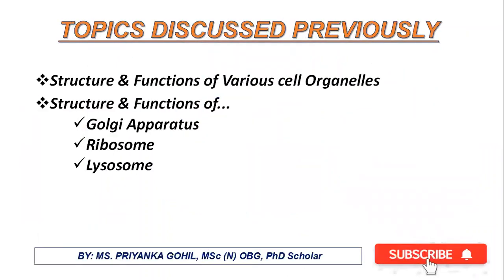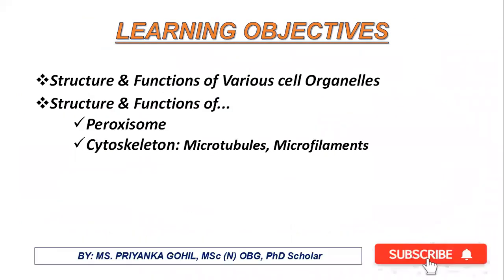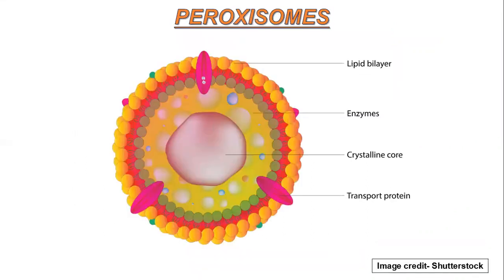So in the previous video, we have seen the structure and function of Golgi apparatus, ribosome and the lysosome. And today we are going to learn about the structure and function of peroxisome and the cytoskeleton. In that we will see the microtubules and the microfilaments.